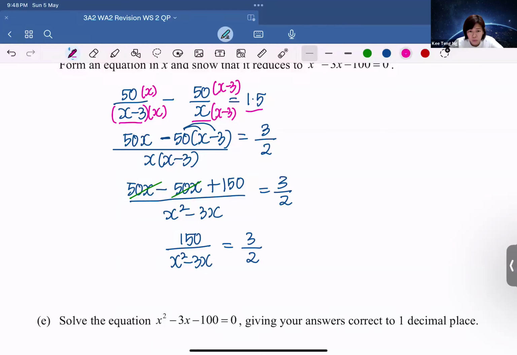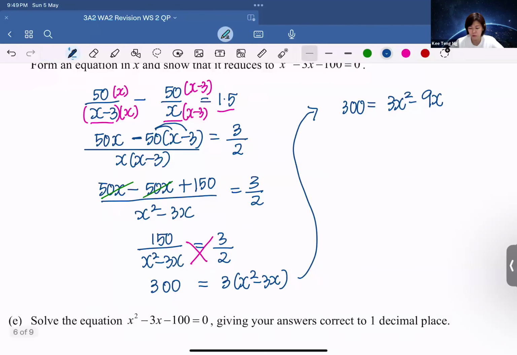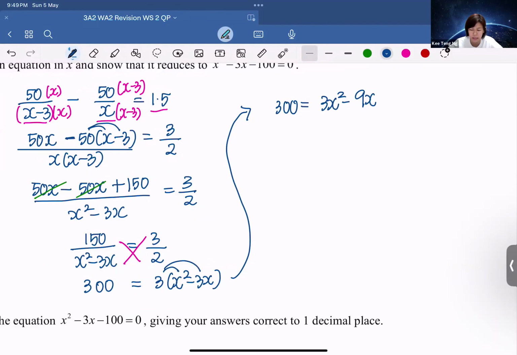And then what are we going to do? We're going to cross multiply. So 150 times 2, that will give me 300. And then this is 3 times x squared minus 3x. Expanding out, I will have 300 equals 3x squared minus 9x. 3 times 3, so it's 9x.